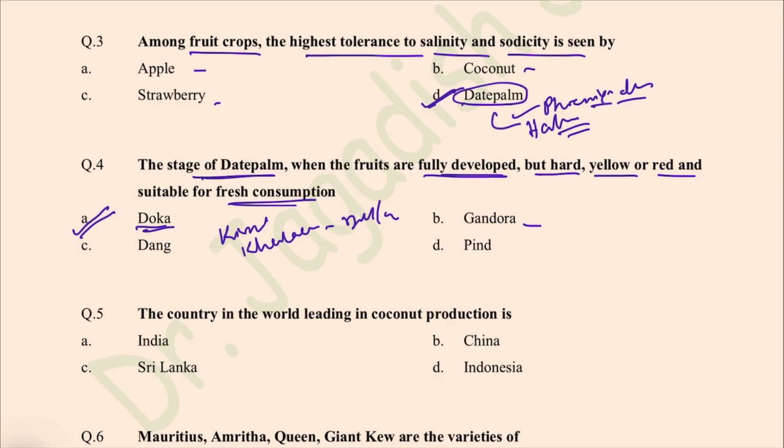Gandora is another regional name often used for the Khalal or Doka stage. However, Doka is the more internationally recognized term for the Khalal stage suitable for fresh eating. Dang is not a standard universally recognized term in production technology. Pind, that is Tamar, is the final stage where the fruit is fully cured or dried, with less than 25% moisture. It is dark brown, soft or chewy, and is the traditional stage for storage and consumption. That is the dried stage.